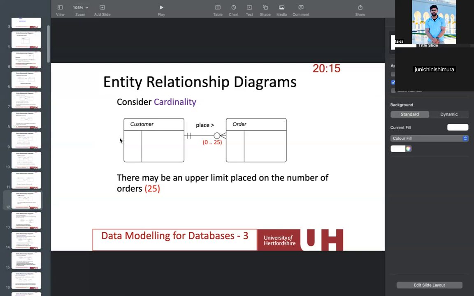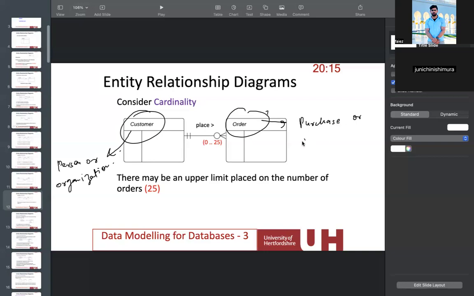This again defines the number of instances one entity can relate to in the other one. Customer: they have given you an order. The customer represents a person or an organization. It can be a person, or it can be an organization, that can place an order. And then order here represents a purchase, or actually you can say a request that is made by a customer.